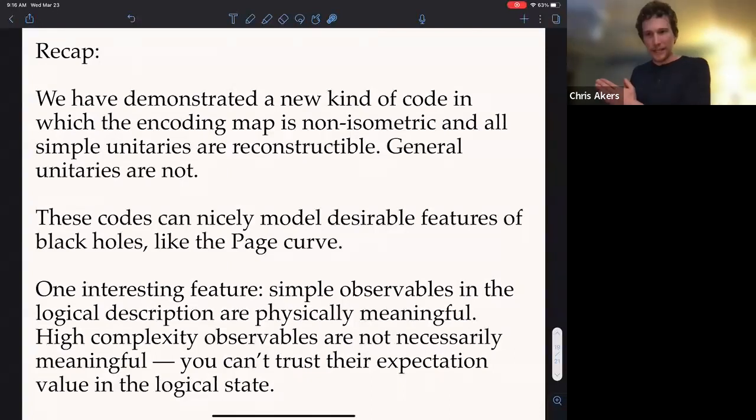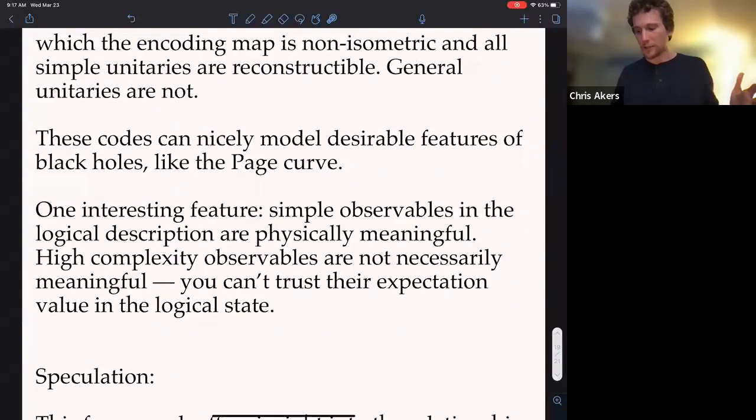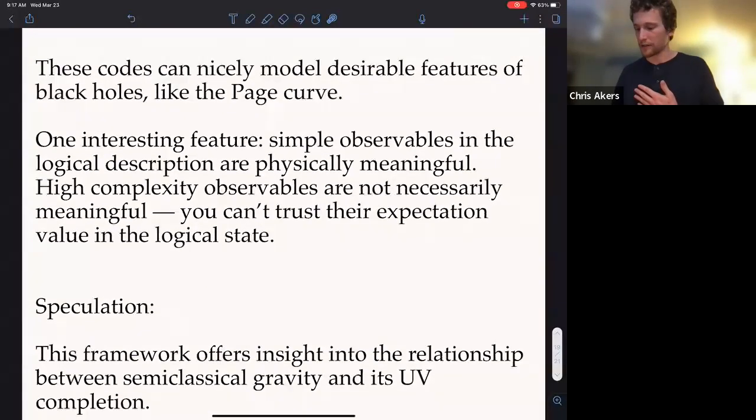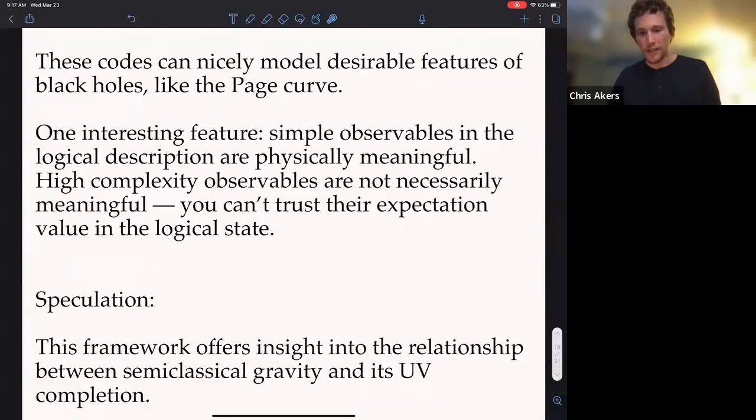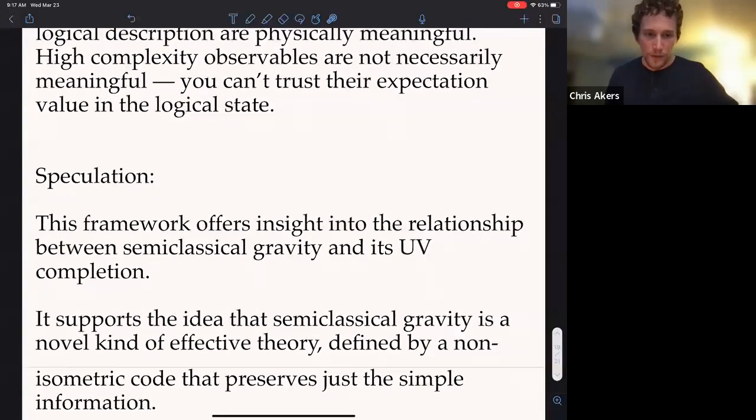And then now allow me to connect this back to the motivation that we started with, that was talking about black holes, and speculate. So given these hard results, the speculation that I would give is that this framework offers insight into the relationship between semiclassical gravity and its UV completion, and that this framework supports the idea that semiclassical gravity is a novel kind of effective theory defined by non-isometric code that preserves just the simple information.